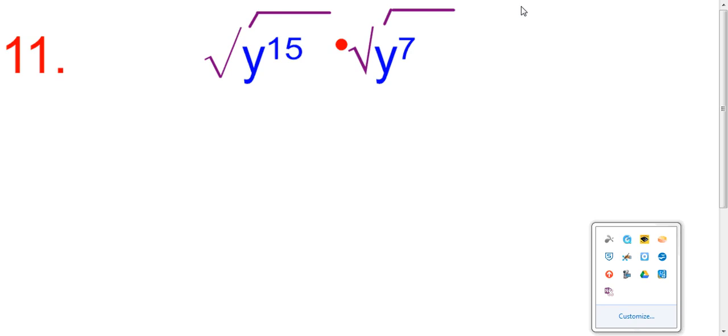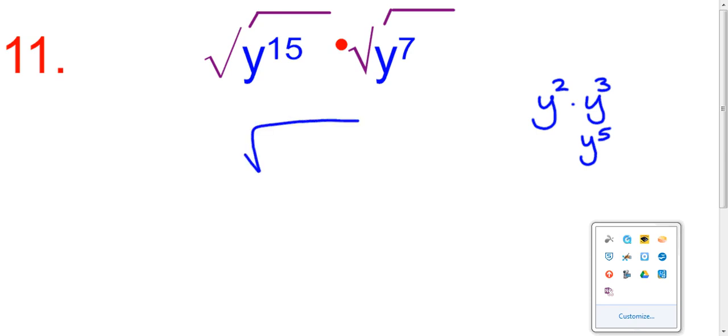Okay, if you're going to add radicals, you have to have the same number underneath the radical, but to multiply them, you don't. Just think if you were to multiply y to the second times y to the third, that would end up giving you y to the fifth. When they're both underneath the radical, you do the same thing, only you put that underneath the radical.